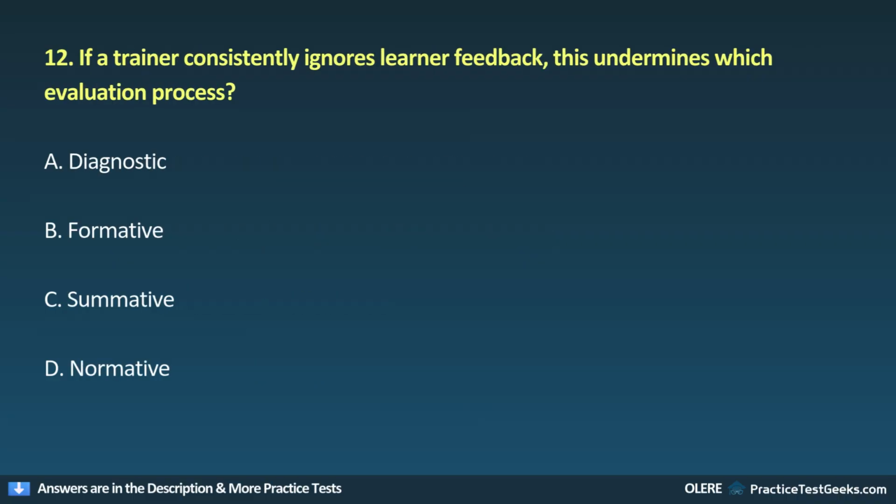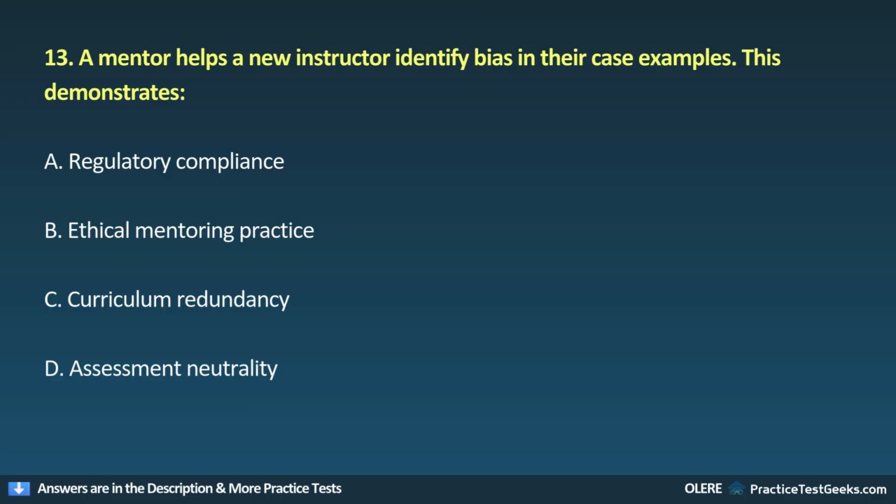12. If a trainer consistently ignores learner feedback, this undermines which evaluation process? A. Diagnostic. B. Formative. C. Summative. D. Normative.